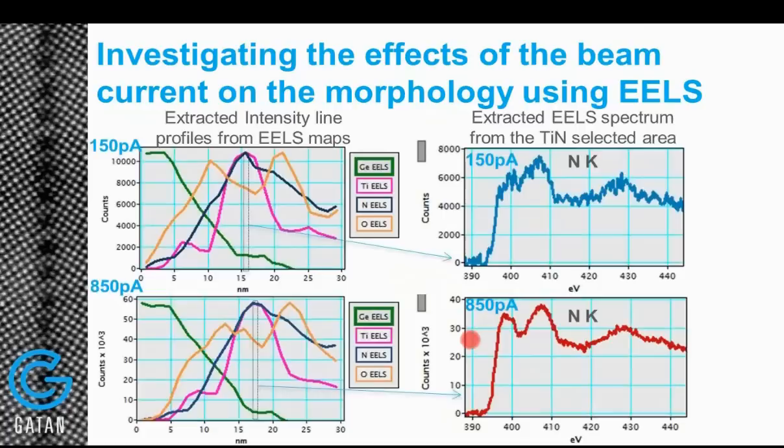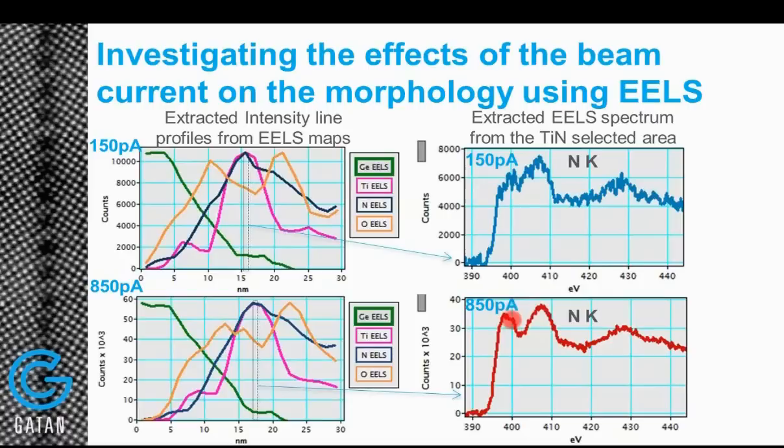The best way to look at that is actually using EELS, with its good energy resolution, to see all the features in the nitrogen K edge and see what we're actually changing. So in this particular case, we extracted EELS spectra from exactly the same region, right at the center of the titanium nitride layer. This is the case of 150 picoamp, and this is the case of 850 picoamp. This is the nitrogen K edge. Even though we don't have great energy resolution, you can clearly see the differences between these two spectra. This is the pi star peak. The pi star peak seems to be much more pronounced, and it has a different shape at 850 picoamp compared to 150 picoamp.